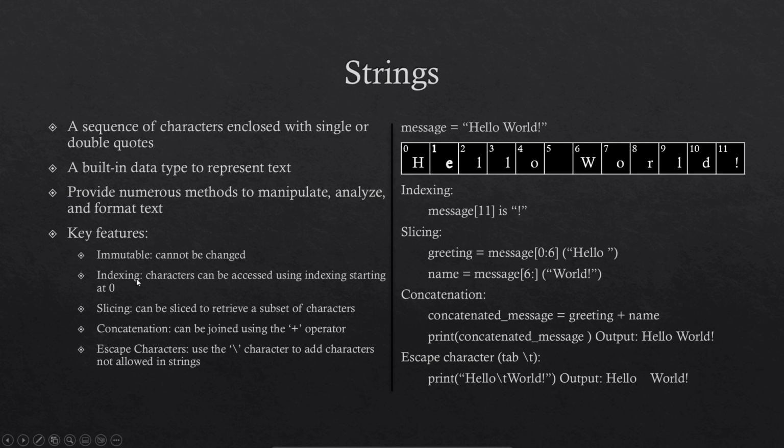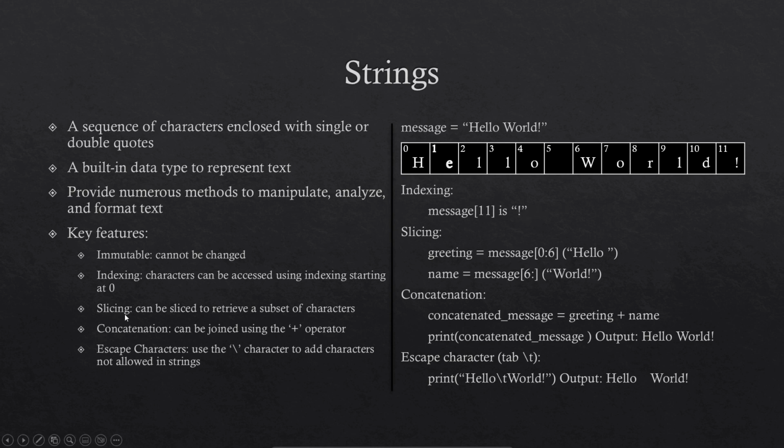Strings support indexing, which means characters can be accessed using indexing starting at 0. And you'll see here that I put this hello world in these little boxes, and each character is kind of in its own little box with a number starting at 0. So if I wanted to access the exclamation point from message, I would use these square brackets here with 11 in it, because that is the index that the exclamation point's at, and it would return that exclamation point to me.